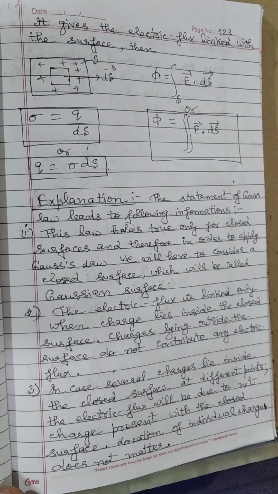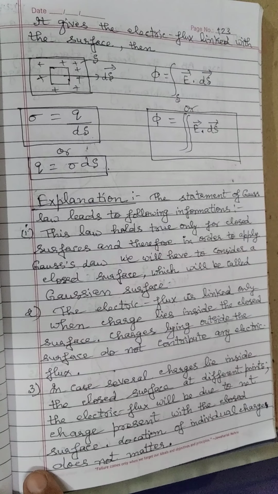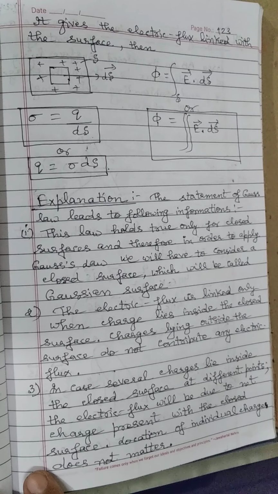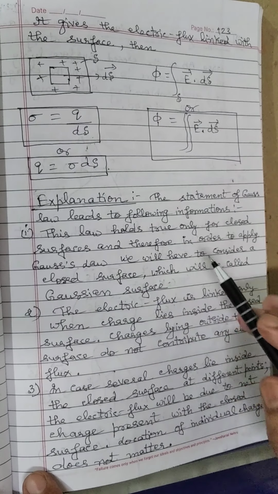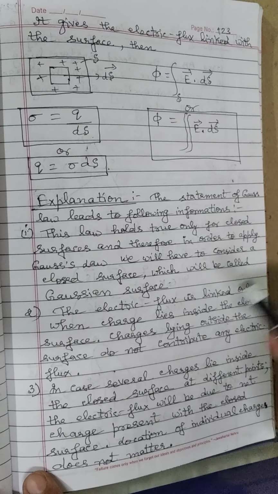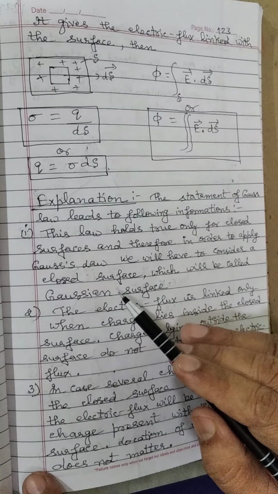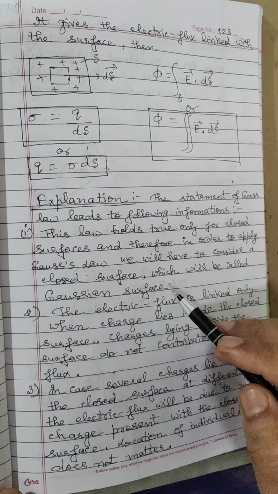Now, children, let us go into detail and take the explanation of Gauss's law. The statement of Gauss's law leads to the following information. This law holds true only for closed surfaces, and therefore in order to apply Gauss's law we will have to consider a closed surface, which will be called the Gaussian surface.